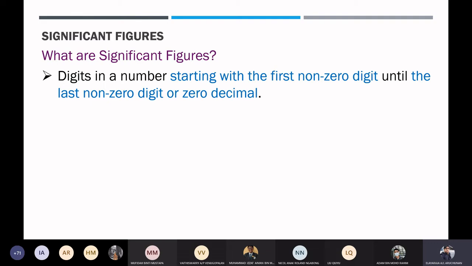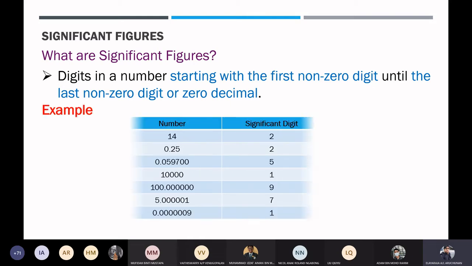Now, significant figures. There is a difference between decimal places and significant figures, so let's see what the difference is. Starting from the first non-zero digit until the last non-zero digit, or non-zero decimal, is called the significant figures. For example, in the table there are two digits, 1 and 4, so we call it two significant digits, or two significant figures.